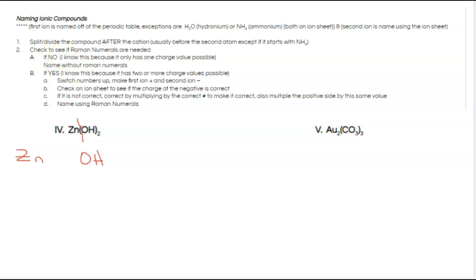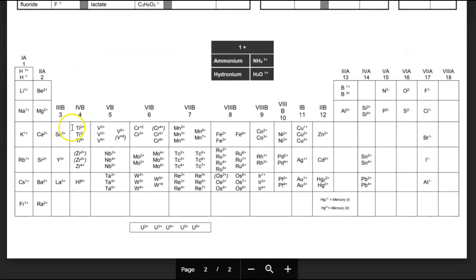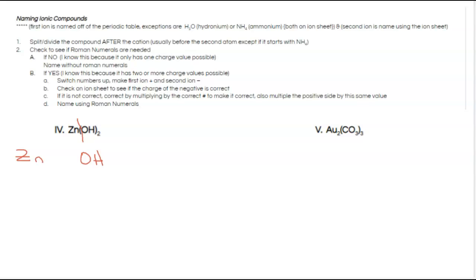All right. So I check to see if a Roman numeral is necessary. I look back at the periodic table. I find my zinc. And wow, zinc only has 1 in the box, so I don't need to worry about a Roman numeral. So now I just name what I've got. So the first element that we have listed is Zn. So I've got zinc.